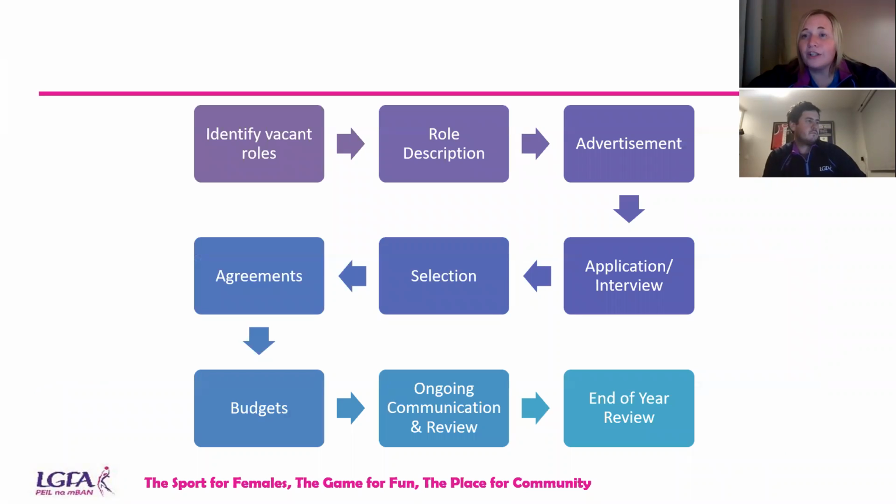So the steps that we're looking at in relation to getting your county management teams: you're identifying the vacant roles. For some, you might have managers staying on, so you don't need to look for those, but what are the vacant roles? Clear role descriptions, which we're going to look at. We're going to look at advertisements and how you do them, the application and interview process, the selection, and the agreement you need to put in place. And even if you have mentors in place currently, if you haven't got a proper agreement with them, you need to put that in place. Budgets, which is a big thing for county management teams and the executive, ongoing communication and review, and then of course the end of year review that you're going to do with them. So we'll touch a little bit on each of these as we go along.